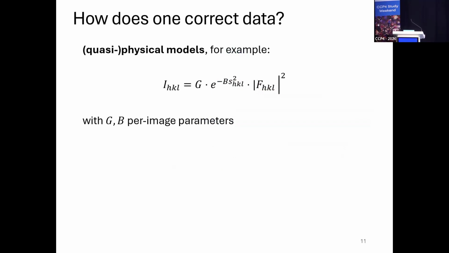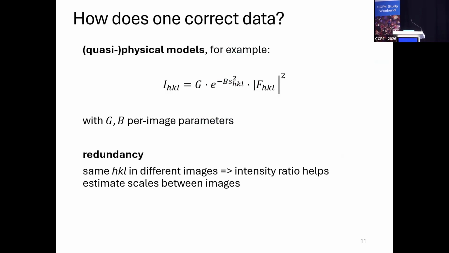So how do we correct data in crystallography? We use some combination of physical or quasi-physical models like this. But the key really is redundancy between different images, right? Where we have the same spot with the same Miller index in different images, they should have the same structure factor amplitudes, but they typically don't have the same intensity, and that ratio is quite informative about the relative scale between images.